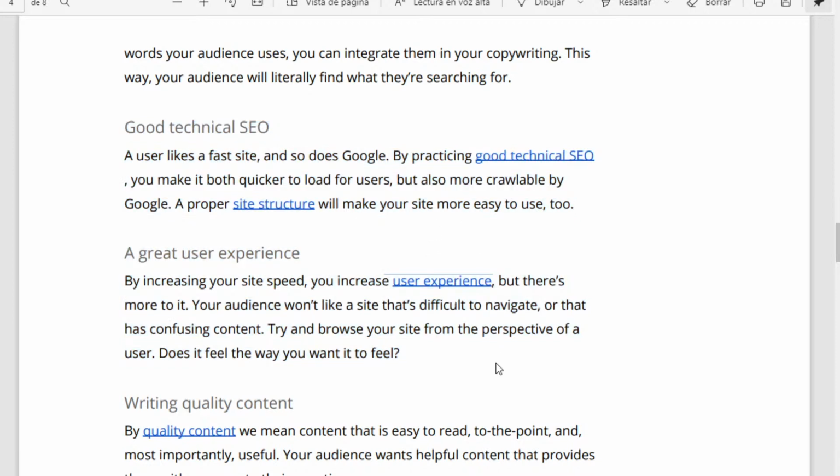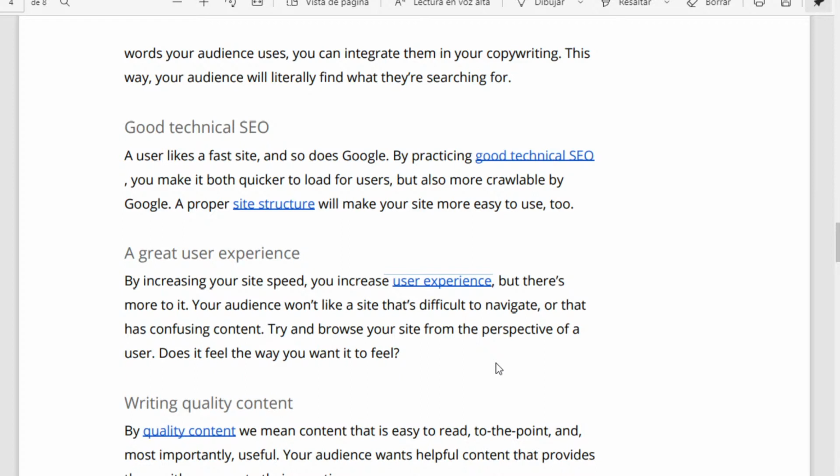Good technical SEO. A user likes a fast site, and so does Google. By practicing good technical SEO, you make it both quicker to load for users, but also more crawlable by Google. A proper site structure will make your site easier to use, too.